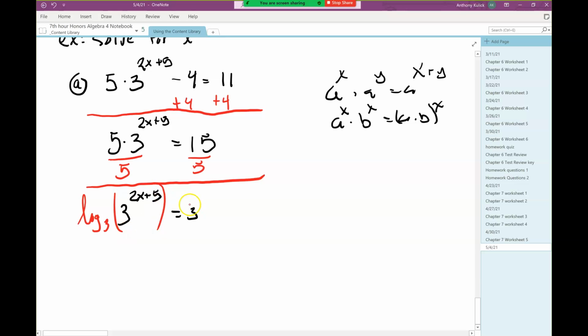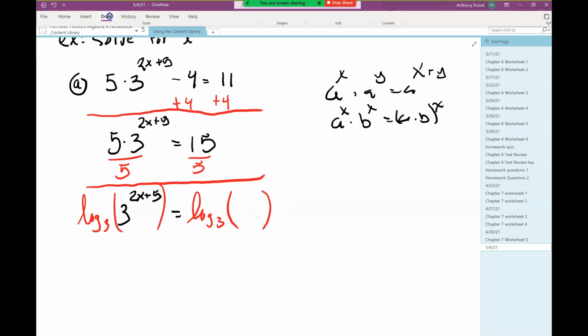So one thing worth pointing out here is that when I'm doing this log to both sides, it has to be to the entire side. It can't be term by term. Just like when we square both sides, we can't just square term by term. We have to square the entire side. Okay.